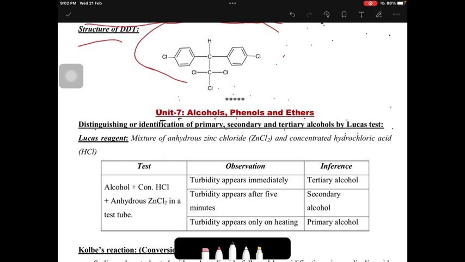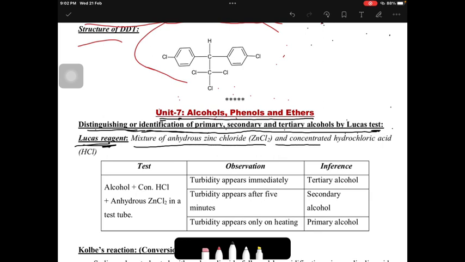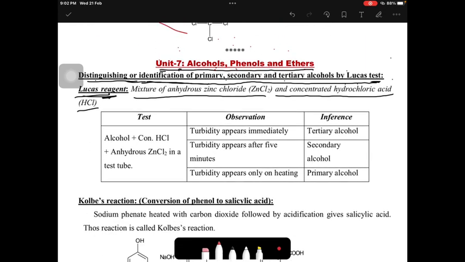So after haloalkanes, the next one is alcohols, phenols and ethers. Distinguishing tests: identification of primary, secondary and tertiary alcohols by the Lucas test. Lucas reagent is a mixture of anhydrous zinc chloride and concentrated hydrochloric acid, HCl.